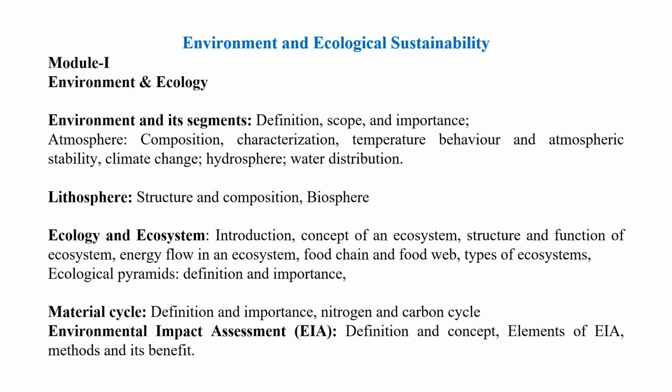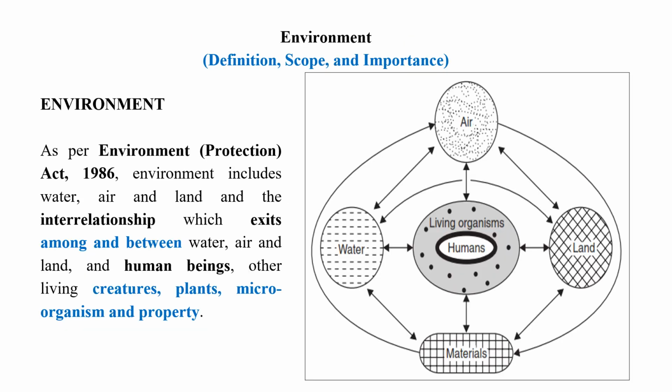So today our topic will be environment: definition, scope and importance. So what is the definition of environment? As per the Environmental Protection Act 1986, environment includes water, air and land and the interrelationship which exists among and between water, air and land and human beings, other living creatures, plants, microorganisms, and property.